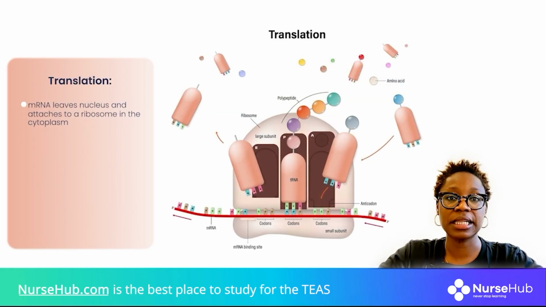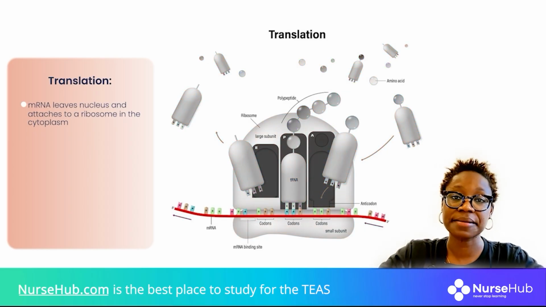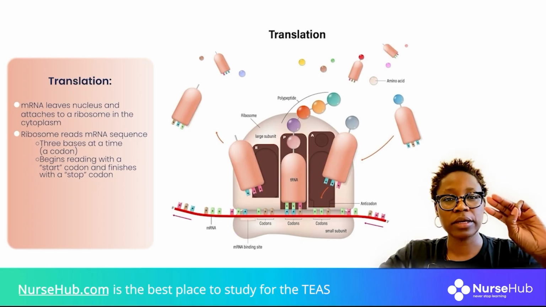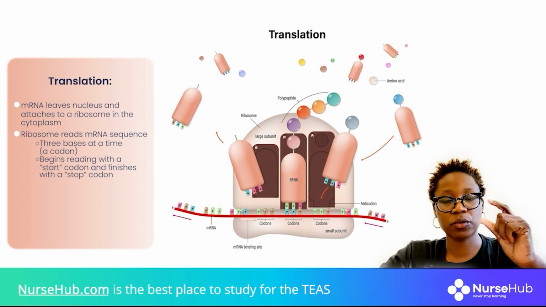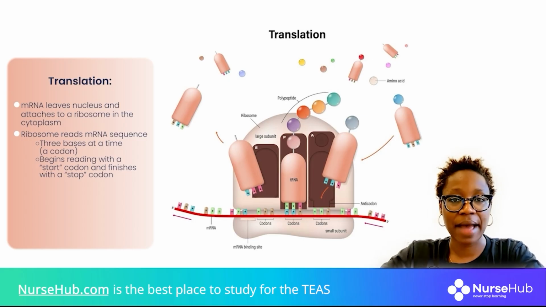Translation occurs in the cytoplasm of the cell, where the ribosomes are. The mRNA molecule exits the nucleus and attaches itself to a ribosome in the cytoplasm. The ribosome reads the mRNA sequence 3 bases at a time. 3 bases are known as a codon, and we're going to use that language a little bit later. Each codon codes for a specific amino acid.